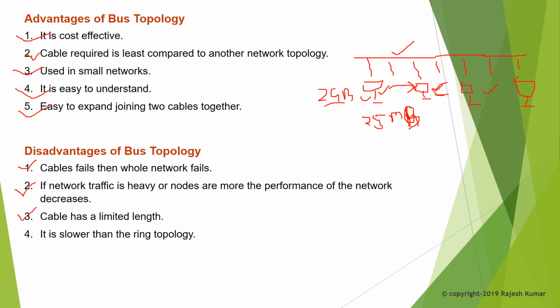And the third disadvantage is that the cable has its own limit. That means the cable that we are using has limits up to which we can extend it. The fourth and last disadvantage is that it is slower than the other topologies like ring topology and the other topologies we have, such as mesh and star topology.